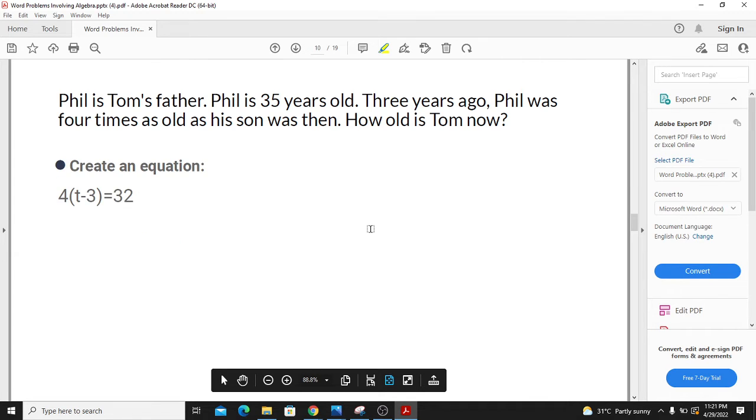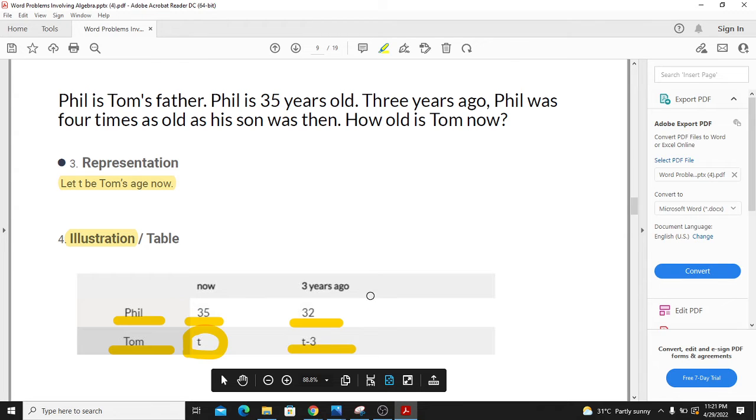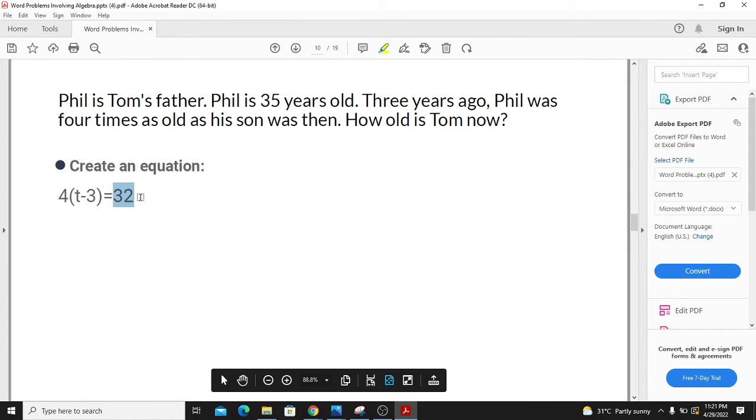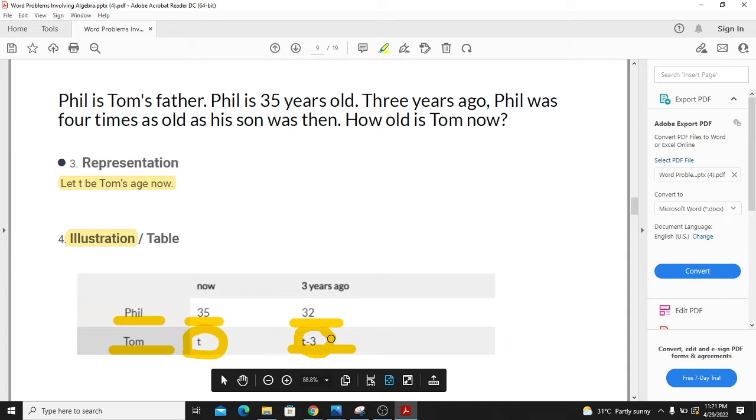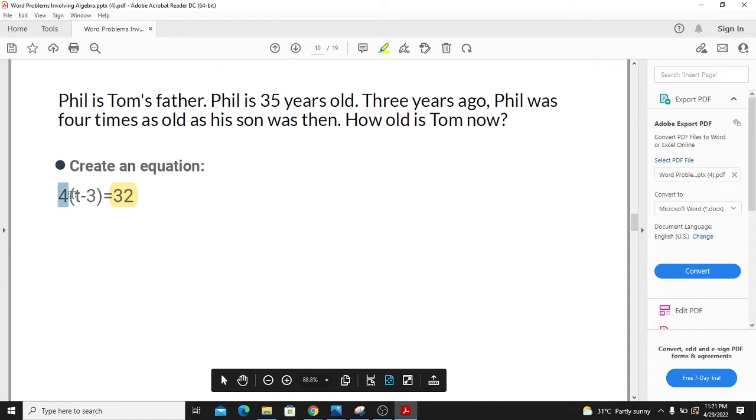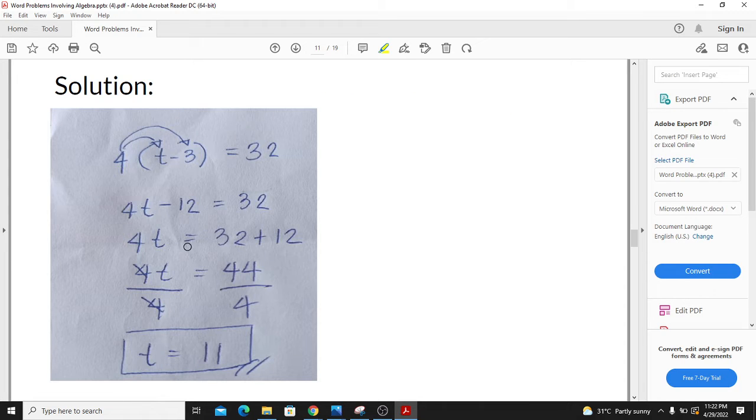Next. So by this we can formulate an equation. We know that Phil was 4 times as old as his son was then. So this one, we have 32 is equal to 4 times t minus 3. We get t minus 3 from here, 3 years ago. So 4 times, I'm sorry, this represents Tom, and 32 represents Phil's age. Next, we've got the solution here.